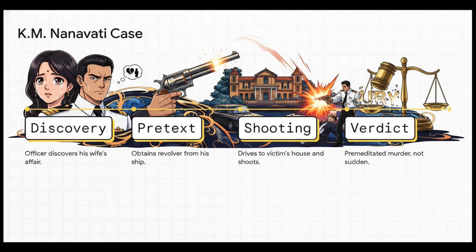A naval officer discovered his wife's affair, fetched his gun from his ship, drove to the lover's house, and shot him. He claimed grave and sudden provocation to reduce the charge from murder. But the Supreme Court dismantled that defense entirely. They ruled that because he had time to cool down and deliberately prepare, it was straight-up premeditated murder. This exact conviction ended jury trials in India forever, a massive turning point.